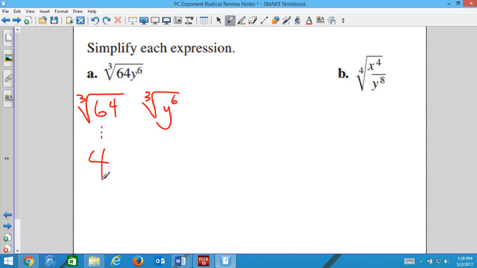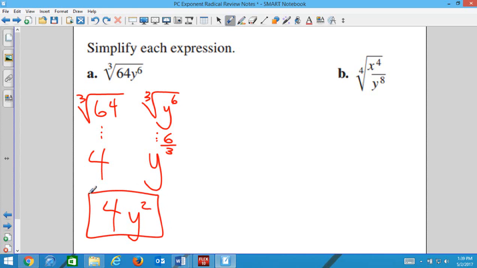This one, if you're not sure, you can change it into exponential form. Y to the 6 power over a root of 3. That gives me 4 y to the second. 6 divided by 3 is 2. Do I need absolute value on the y? I don't need it on the 4. Do I need it on the variable? No, because it starts as an odd root, we don't need it. Or it comes out as an even exponent, we don't need it. So that one does not need absolute value.